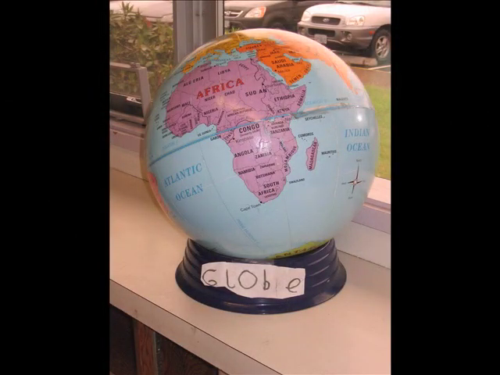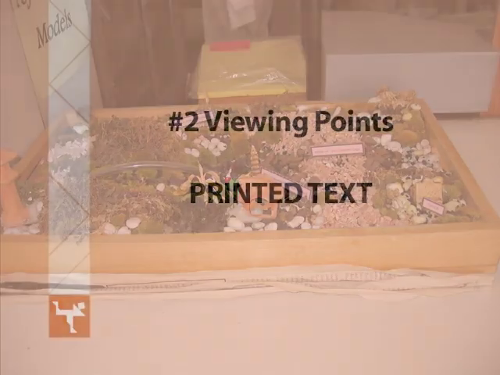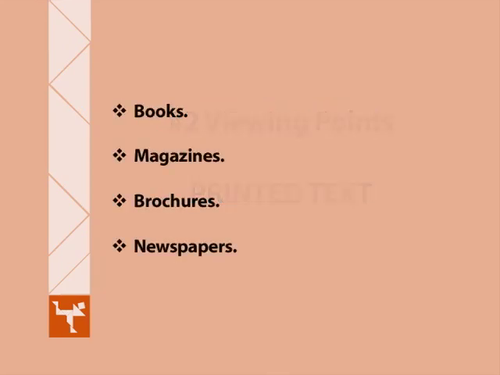Teachers can gradually build up their own collection of Realia to use in the classroom. Number 2, viewing points for authentic materials, printed text. Video segment number 2. In this segment, the authentic materials are printed texts, such as books, magazines, brochures, and newspapers.